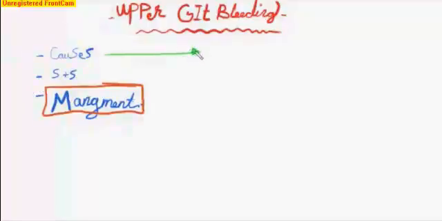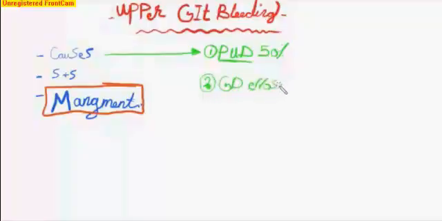Okay, now let's discuss causes. The causes of upper GIT bleeding: the first one is PUD, which means peptic ulcer disease. It's about 50% of all cases. Second one is gastroduodenal erosion. It's about 15% of all cases. Third one is esophagitis. Also, it comes as a symptom of upper GIT bleeding.